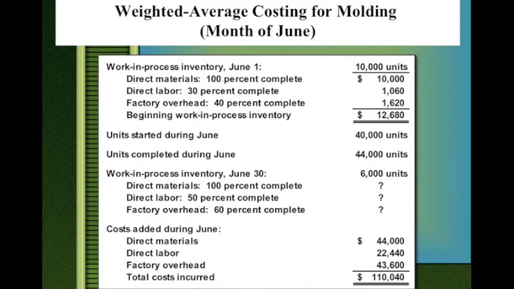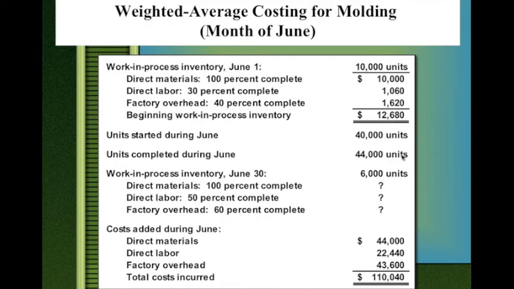Now we're adding in direct materials. This is the cost of $10,000, but the direct materials in the WIP are 100% complete. Labor is only 30% complete, and factory overhead is 40% complete. And this is the cost associated with it. So we have 10,000 units here, and then we have a cost of $12,680.